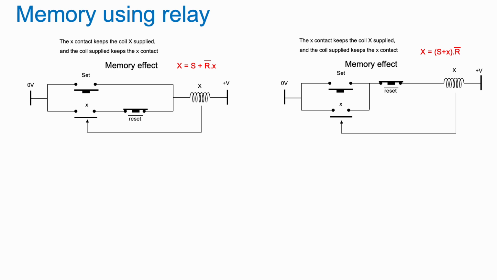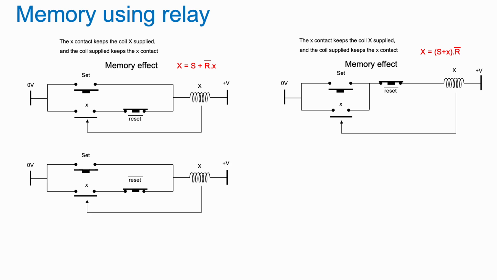In this first analysis, each schematic seems to have the same behavior with set and reset operation. But if we look more closely at the schematic on the left, if we press both the set and reset switches at the same time, relay X is energized by the upper branch even if reset is pressed. We call this topology a priority set.